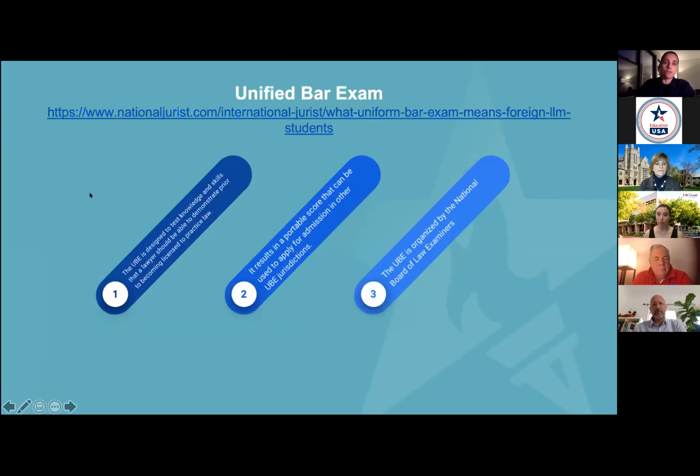Okay. So the Uniform Bar Exam is organized by the National Board of Law Examiners. And the UBE, the bar exam, is designed to test the knowledge and the skills that a lawyer should possess to practice law. And the uniqueness about the Uniform Bar Exam is that the results, the score that you receive, can be used to apply for admission in other states, so that transfer between states is made easier.